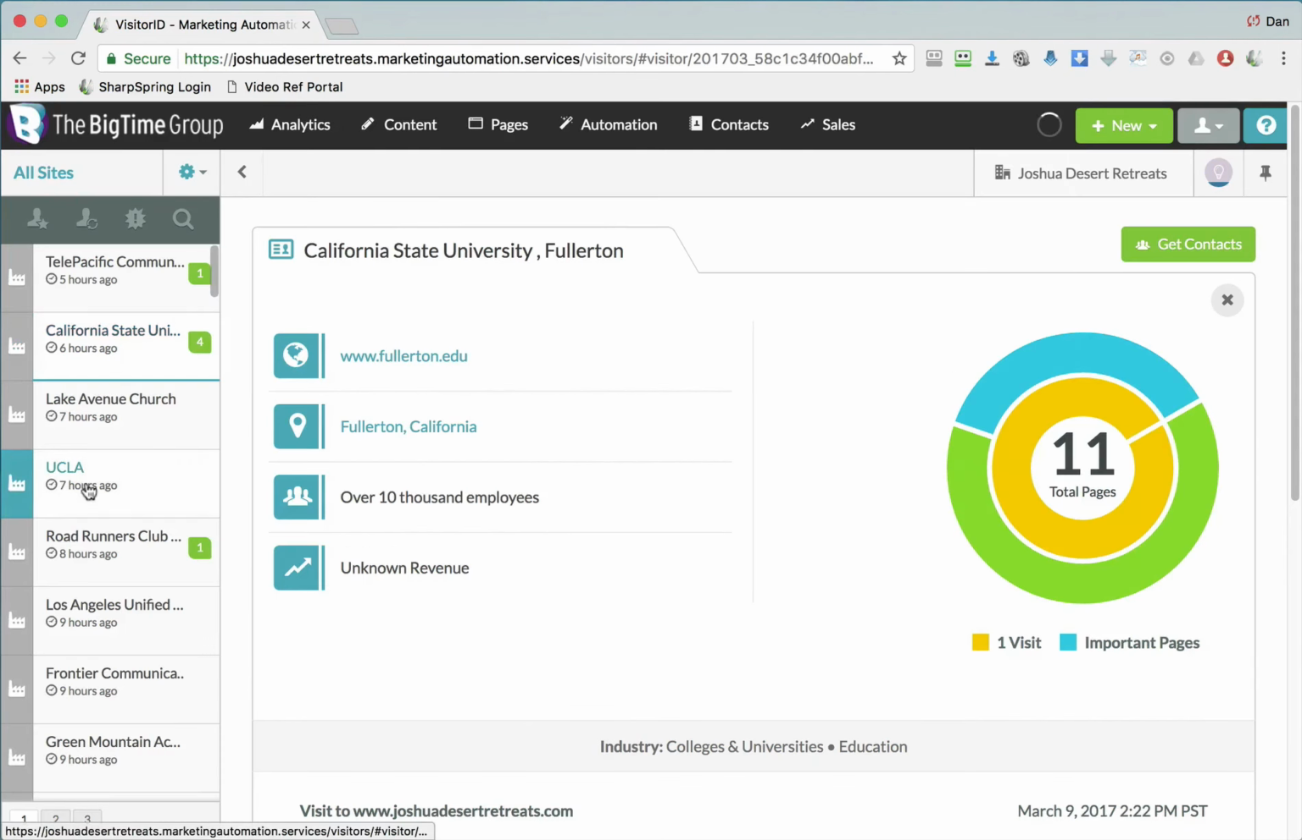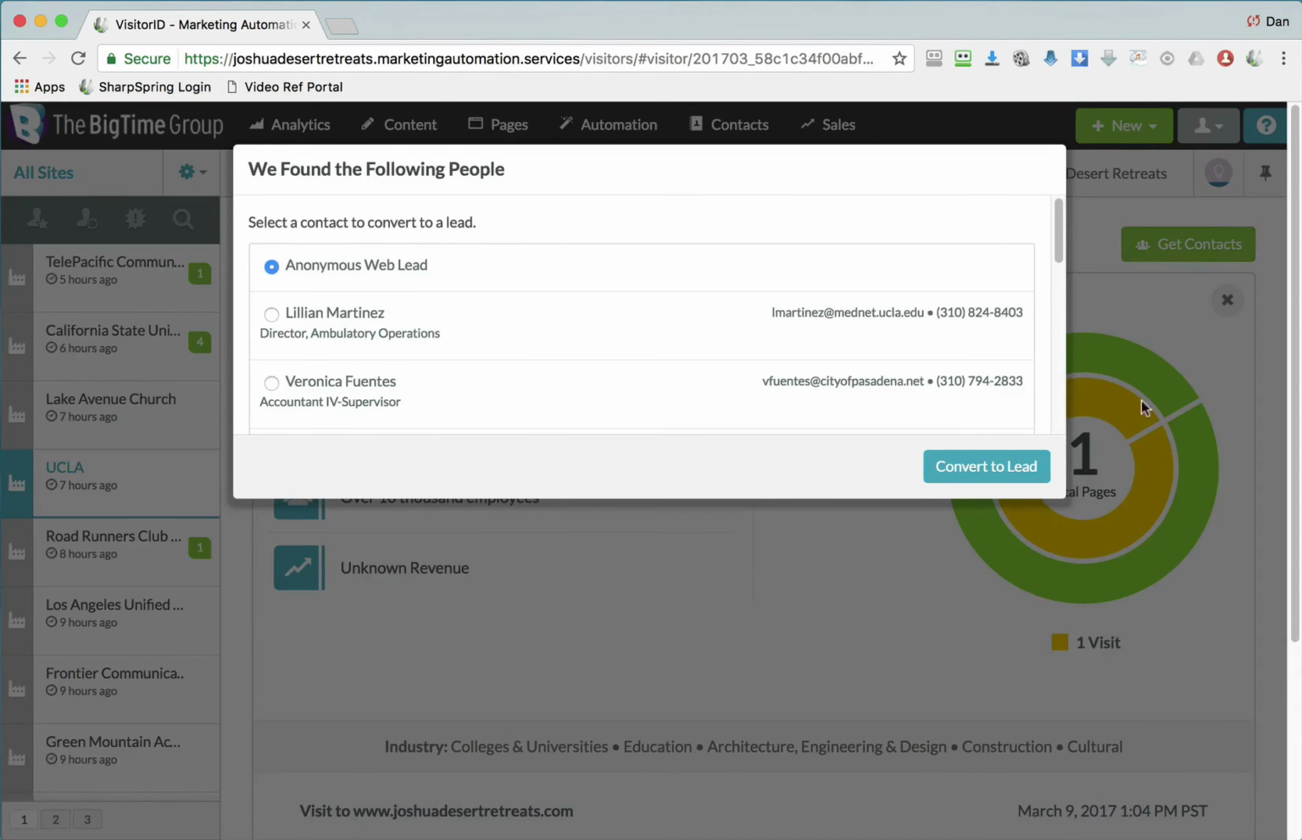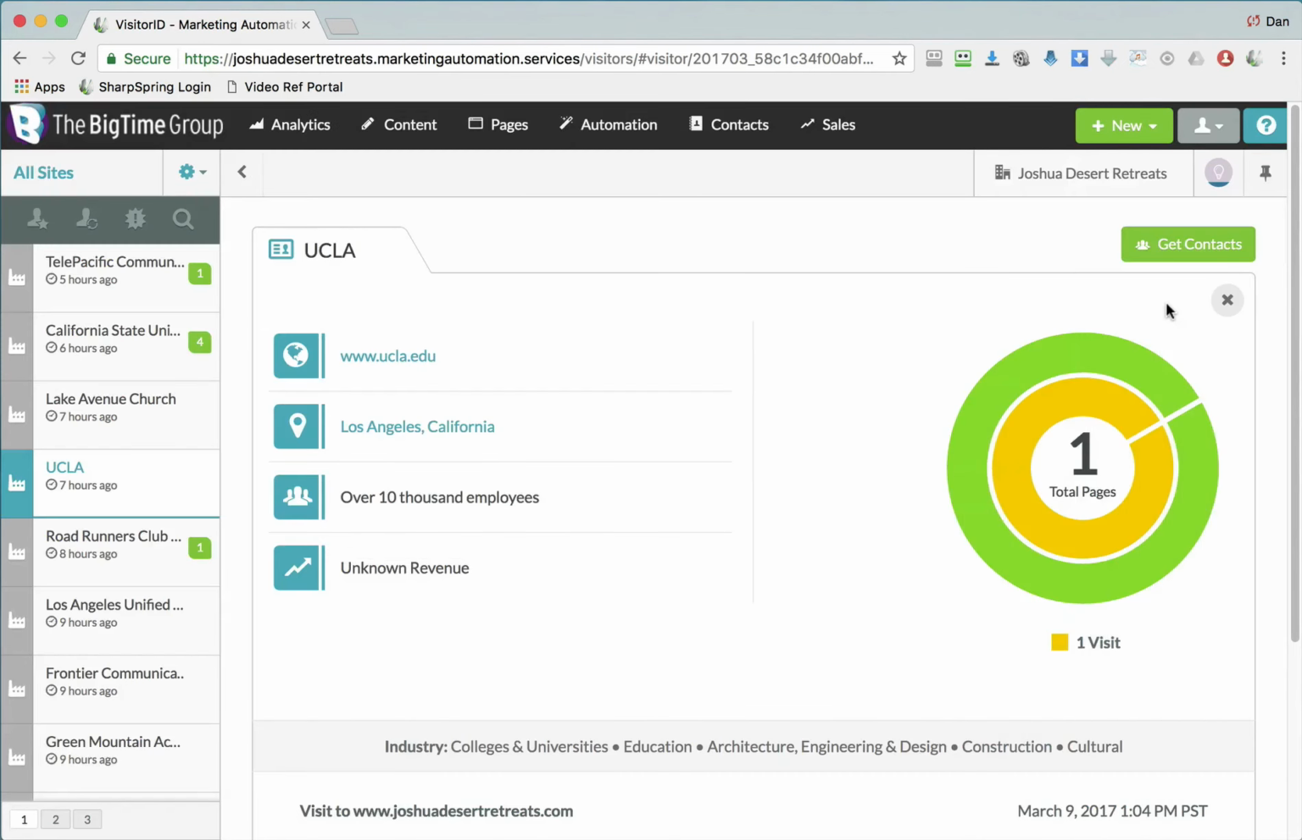We also see over here that someone at UCLA also visited. So a way to leverage this information might be to create a campaign where we're giving special discounts to educators and people who work for universities. Doing that using Get Contacts, we're more likely to hit the person who was the one who looked at the website.